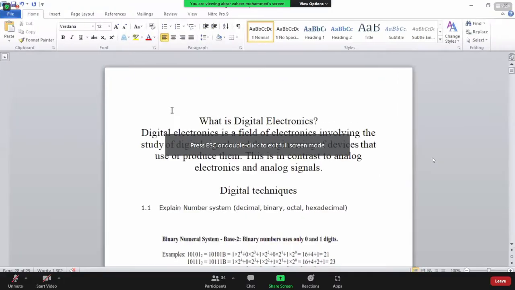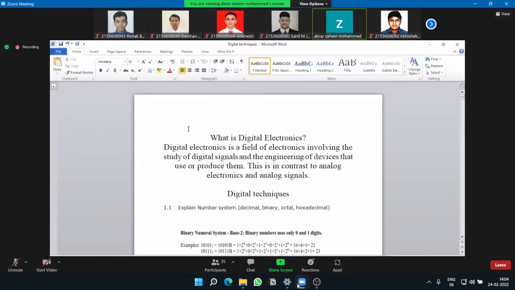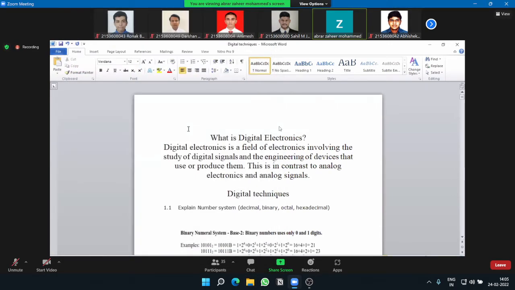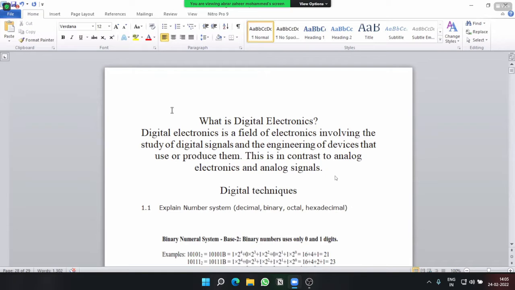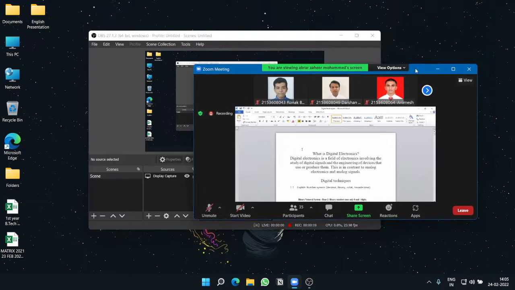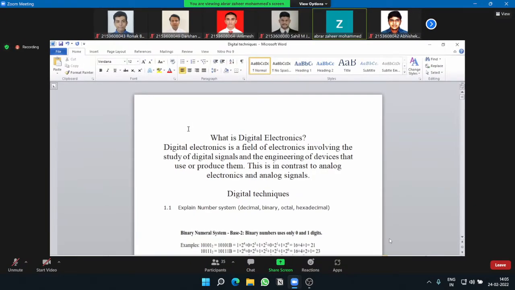Field of electronics that deals with the digital signals, okay? And the engineering of the devices that are used to produce these signals is digital electronics, that is digital systems. It is in contrast with analog electronics and analog signals.